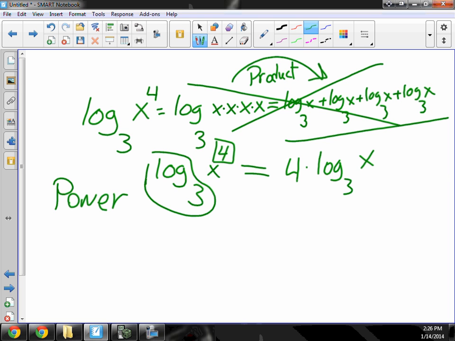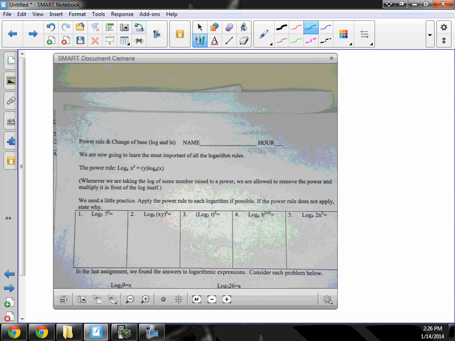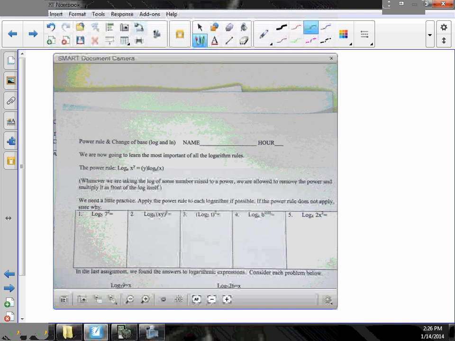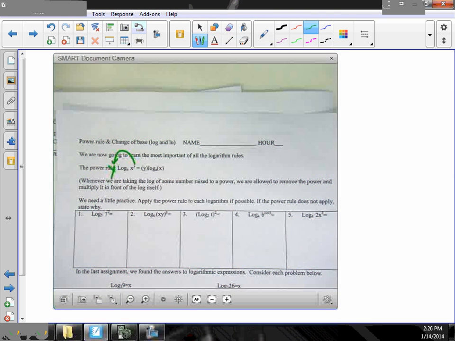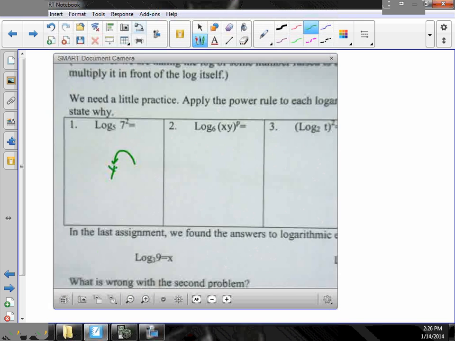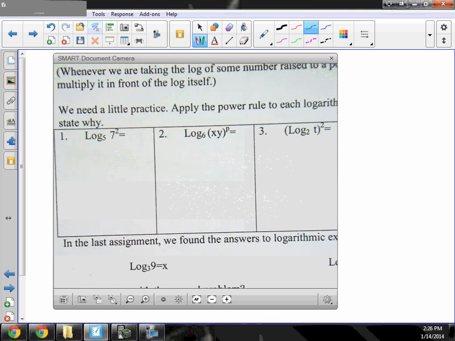So if you look at the top of your worksheet, it gives the power rule. If you have log base a of x to the y, you're allowed to grab that y and stick it in front of the log. So let's look at when the rule applies and when the rule does not apply. So number 1, can we apply the rule? Yes, and the answer would be 2 times log base 5 of 7.